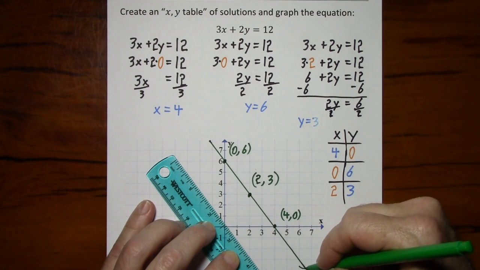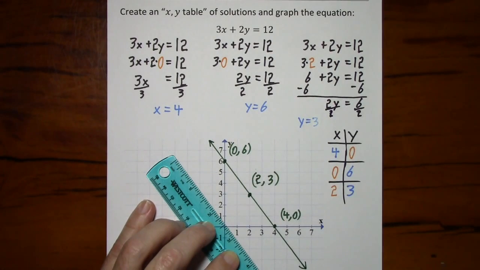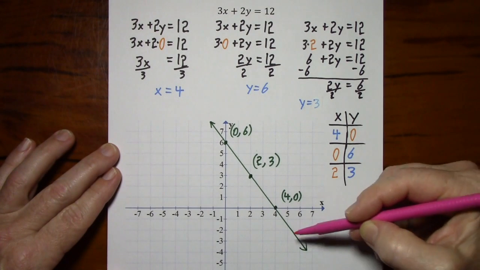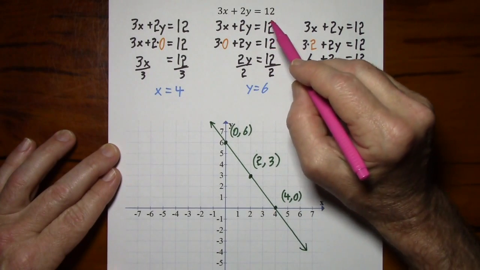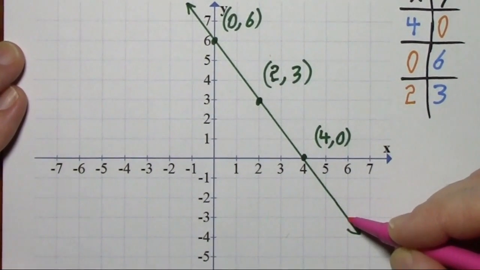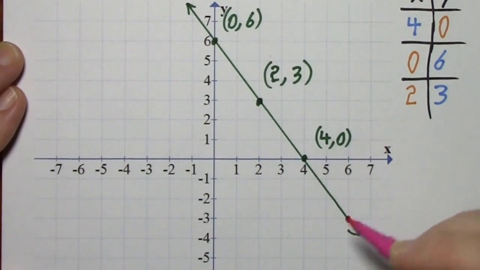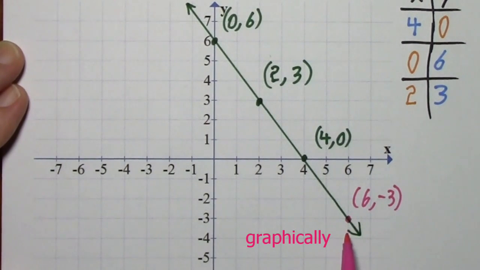And I put an arrow at each end because this line continues forever in each direction. It's critically important to understand that this line represents every solution that there is to this equation. I'll give you two examples. Notice that the point right here is clearly (6, -3). I found this point graphically, that is by looking at the graph and identifying a clear point on the line.